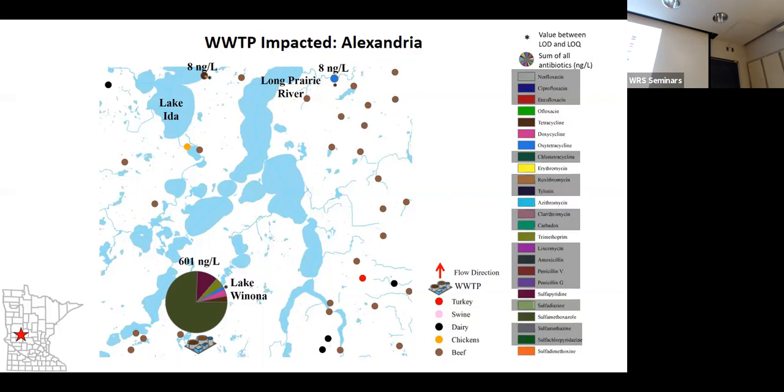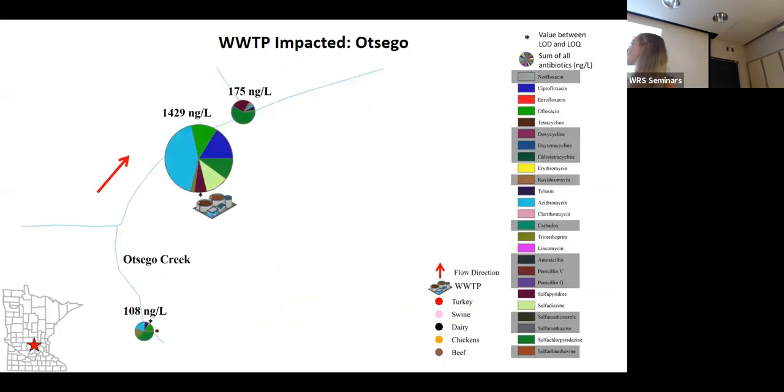Moving on to Otsego, I want to note this is actual wastewater treatment plant effluent. It's not in the creek yet because we could not canoe up this creek. It was too small, which is part of the reason why it's so high compared to the other two, because it hasn't been diluted into that creek.